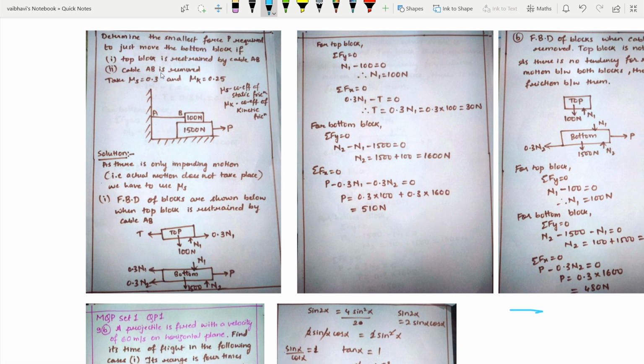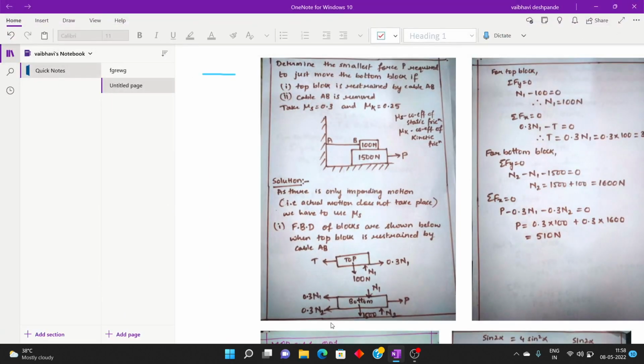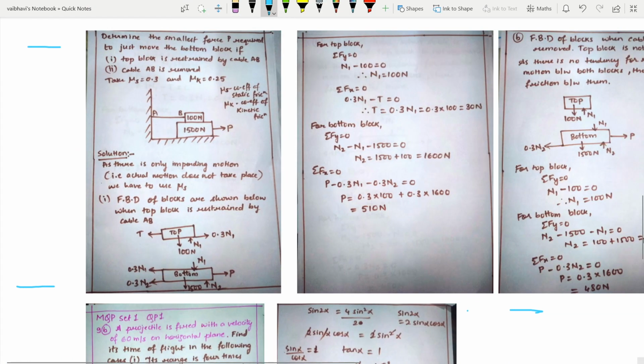Then next is the second case, that is cable AB is removed. Then how do we have to solve? Yes, so if you are solving for the second case, then I have drawn the free body diagram of the blocks when the cable is removed.